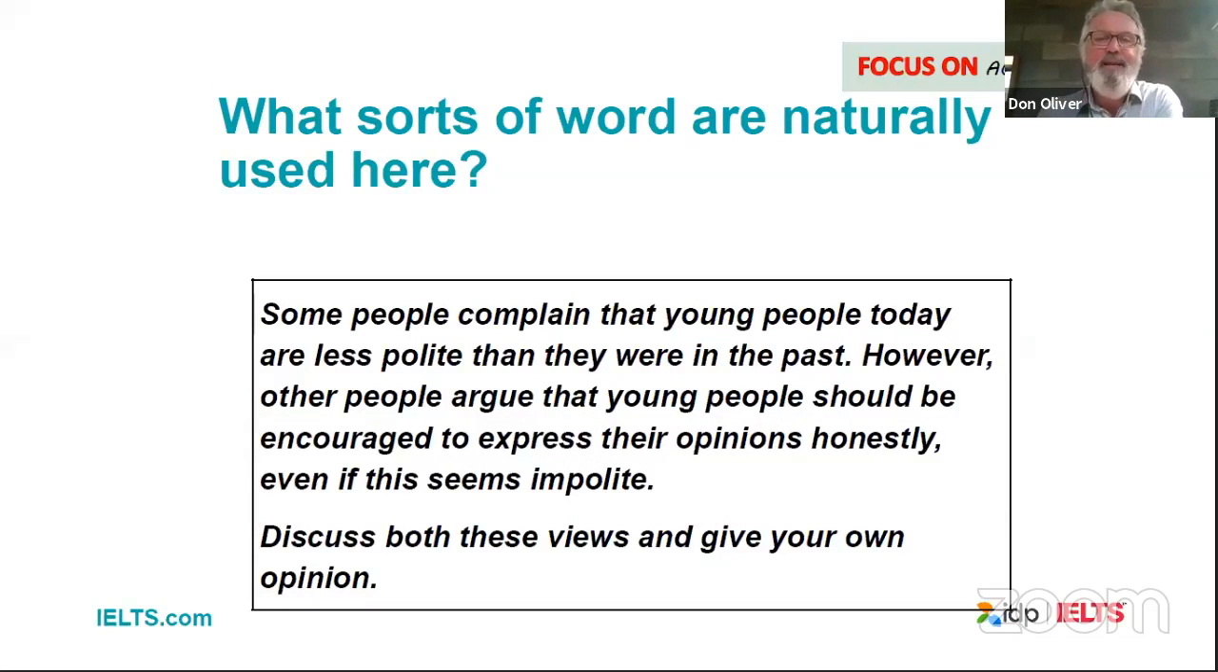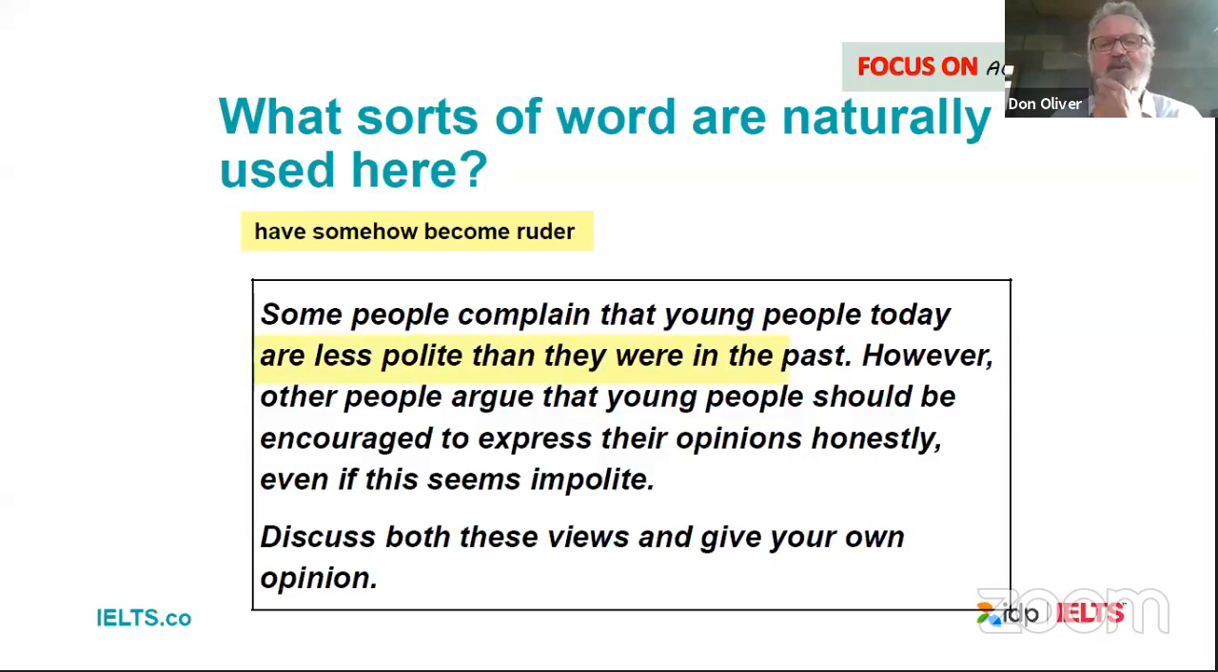Some people complain that young people today are less polite than they were in the past. However, other people argue that young people should be encouraged to express their opinions honestly, even if this seems impolite. It's an interesting question. Here, the task is to discuss both views and give your own opinion. But we're not looking at task response now. We're looking more at the sorts of words that you might use to address this task.